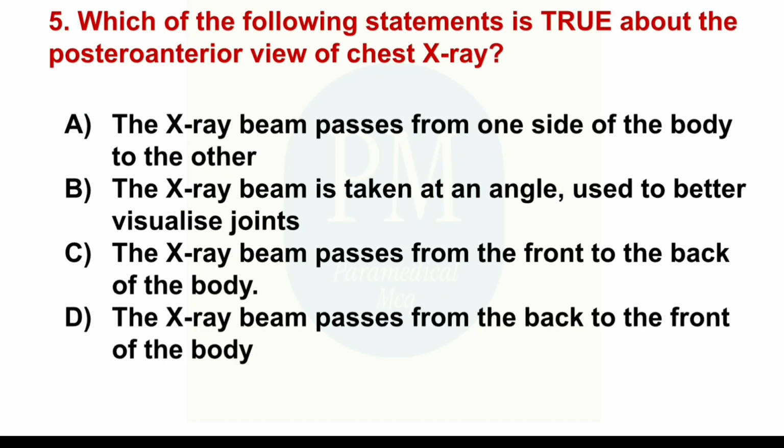Which of the following statements is true about the posterior anterior view of chest X-ray? Option A. The X-ray beam passes from one side of the body to the other. Option B. The X-ray beam is taken at an angle used to better visualize joints. Option C. The X-ray beam passes from the front to the back of the body. Option D. The X-ray beam passes from the back to the front of the body. The correct option is option D. The X-ray beam passes from the back to the front of the body.